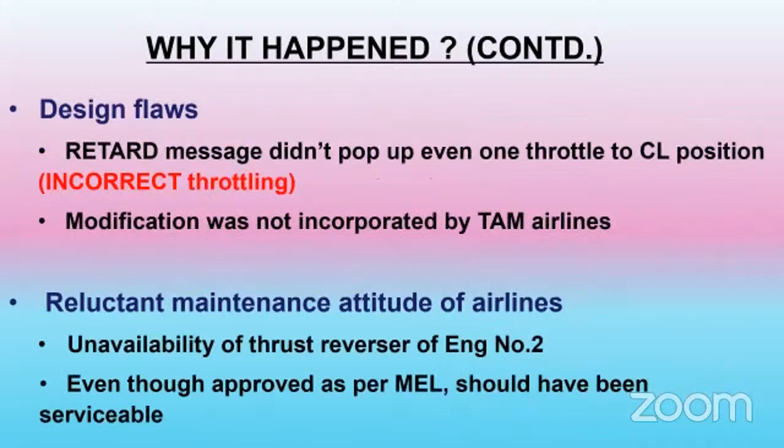So who was at fault? Basically, TAM Airlines refused to incorporate the alarming system that could warn the pilot regarding incorrect throttle positions. Also, the right thrust reverser was inoperative and hence locked right from the takeoff, which although is permitted, could have been avoided by proper maintenance.